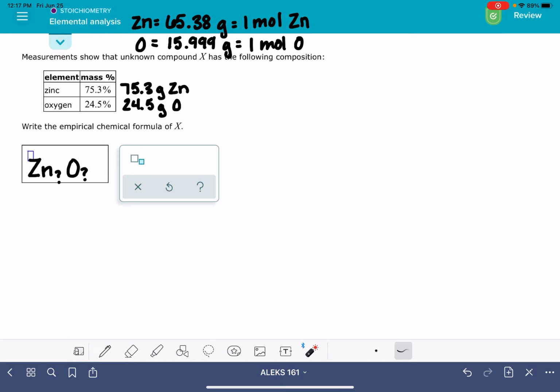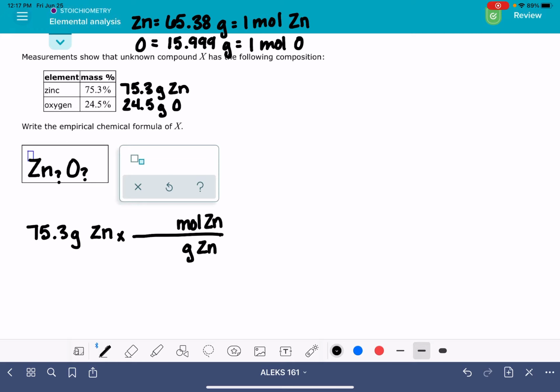So what we have here are the grams of zinc. We can't plug grams of zinc into a molecular formula. This needs to be moles or atoms. So what we're going to do is take the 75.3 grams of zinc and convert that gram unit into moles of zinc. We'll do this conversion using the atomic mass that we got from the periodic table. There are 65.38 grams of zinc in every mole.